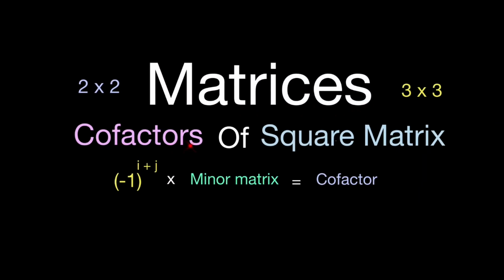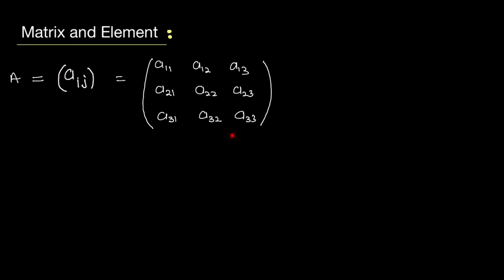Matrices, cofactors of a square matrix for 2 by 2 and 3 by 3. Matrix and its element. A is a matrix and it's written like that with A, i, j. i is the row and j is the column, and it has to be in brackets to indicate a matrix A. And here's the matrix A, 3 rows, 3 columns. That's a 3 by 3 matrix.